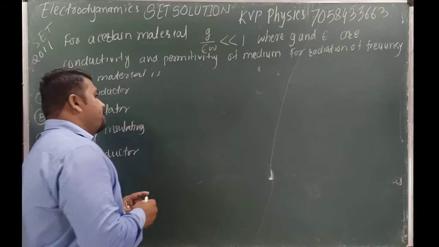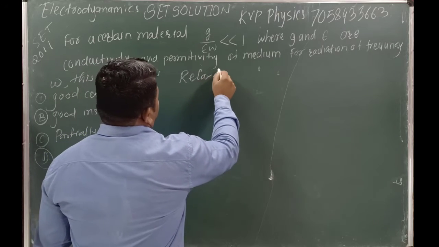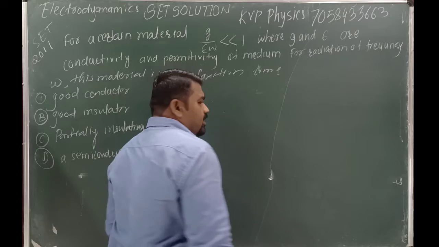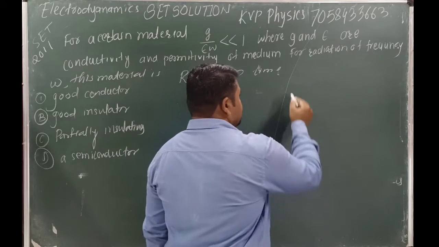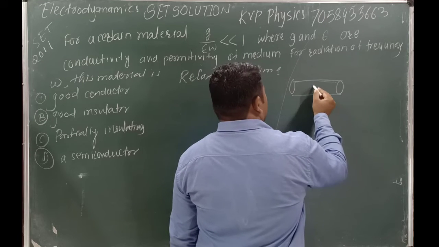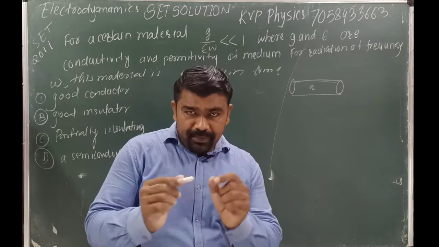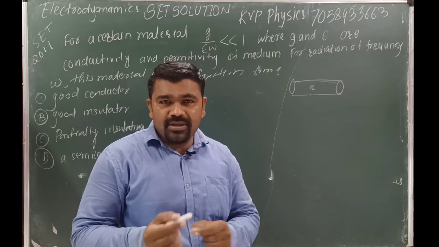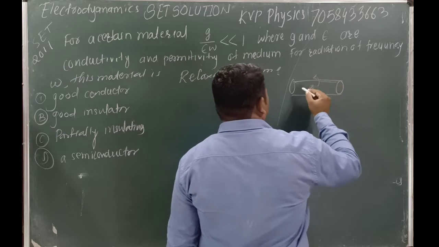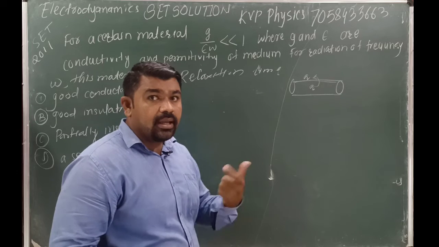Okay. Now see here, one quantity is very important: relaxation time. We can place a pre-static charge inside the conductor. Suppose we consider this one is a conductor. How quickly does the charge come to the surface? This time is known as relaxation time.